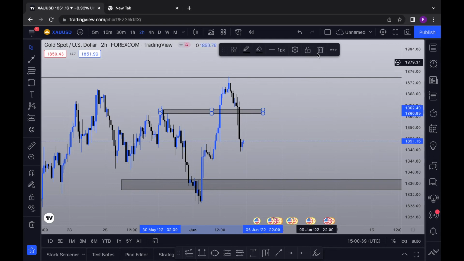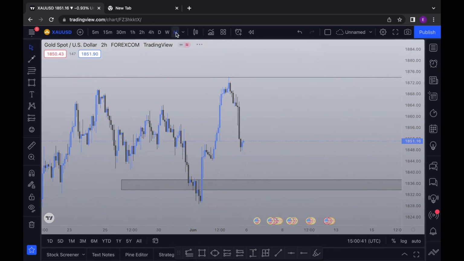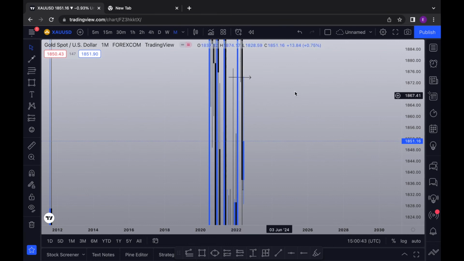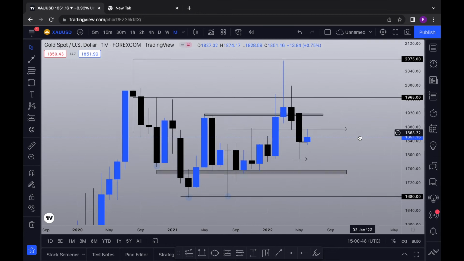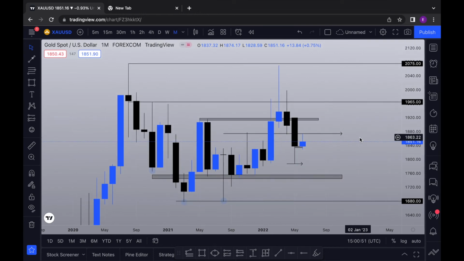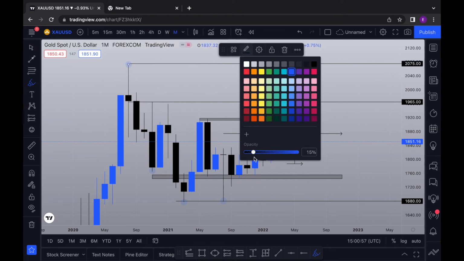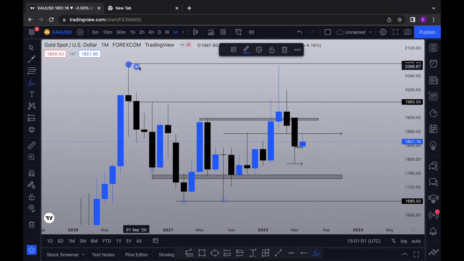Like I said earlier, for you to mark out your psychological levels on gold, you just have to watch out where the market has huge rejections, where the market has touched before, rejecting from some level. This is a psychological level here. Level here, level here, level here, level here.